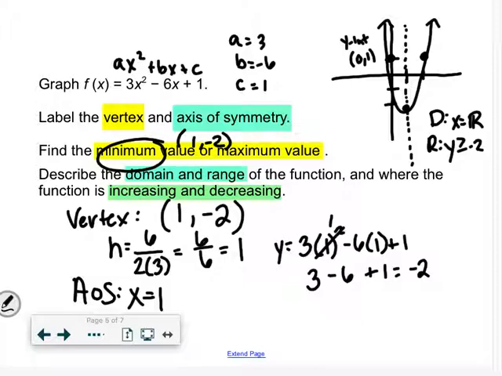Okay? And then increasing and decreasing. I like to think about what's happening on the left. So when x is less than 1, my axis of symmetry, what's the graph doing? Decreasing. So x is less than 1 is decreasing, and x greater than 1 is increasing. Those things flip-flop if you have a min or a max, the less than or the greater than.